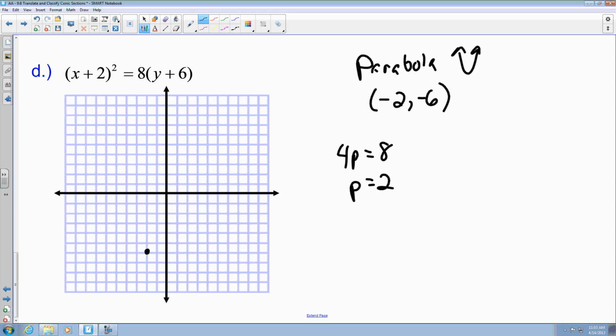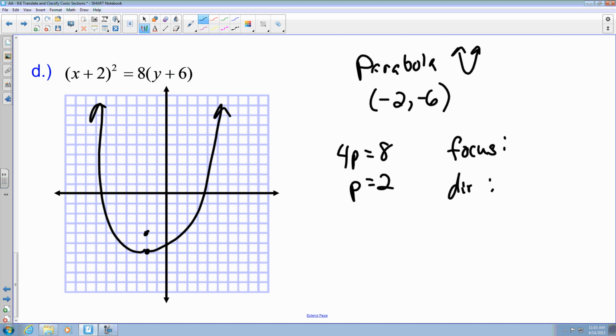So that's going to help us find our focus and our directrix. The focus, I know for a fact it's going to open upward like this, and it's going to be 2 units up. So it's going to be at coordinates -2 comma -4, and then the directrix here is going to be 2 units off from the vertex, and that is at y equals -8.